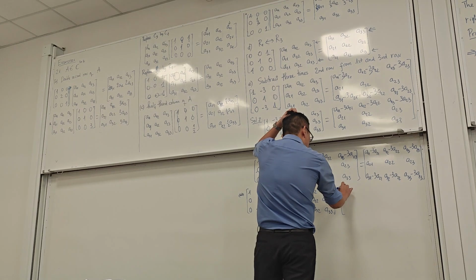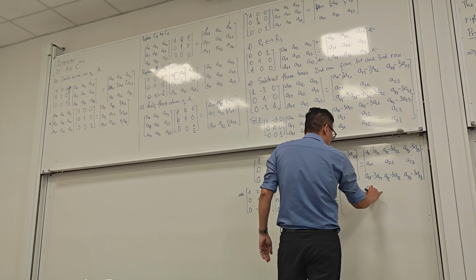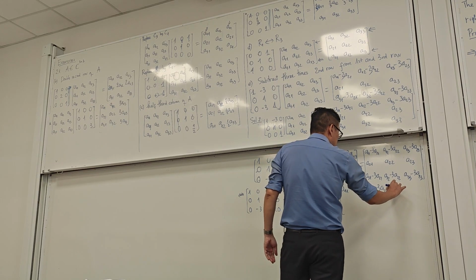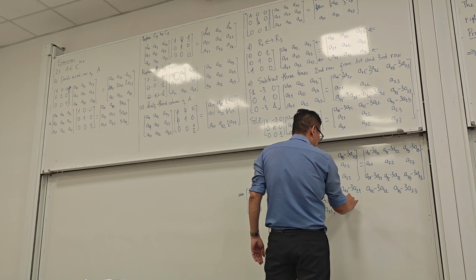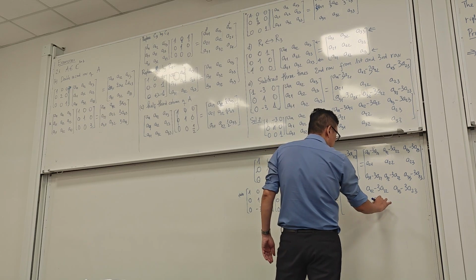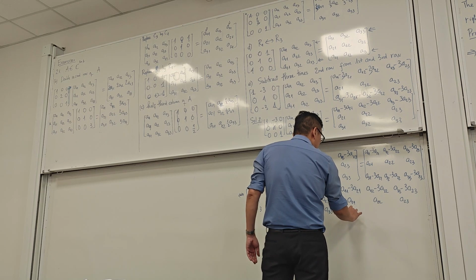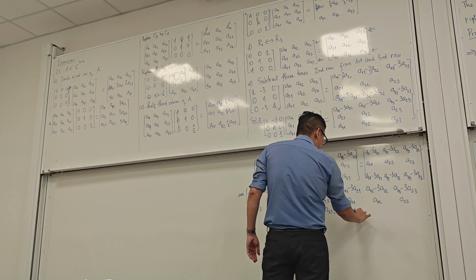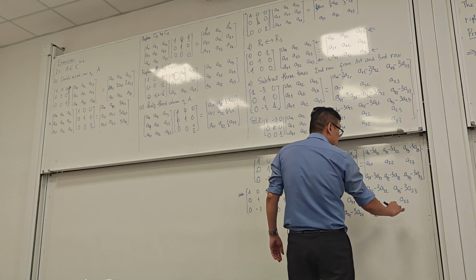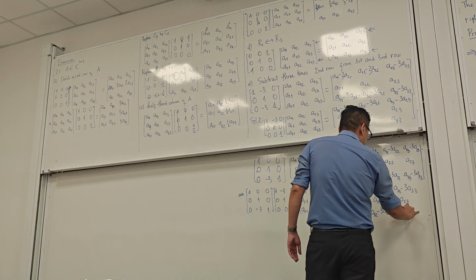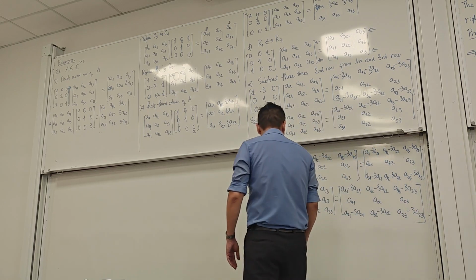I have the following. A11 minus 3 times A21, A12 minus 3 times A22, A13 minus 3 times A23. Keep the second row, A21, A22, A23. Now this one I have A31 minus 3A21, A32 minus 3 times A22, A33 minus 3 times A23. Got it? Is it okay?